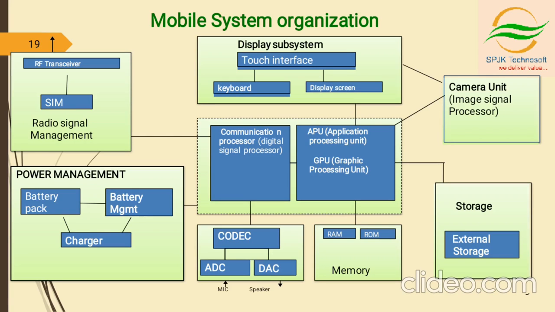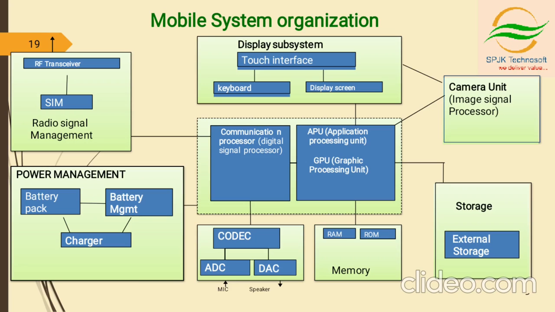Right? Next, display subsystem. In this display subsystem, we have the touch interface. In this touch interface, there is either keyboard or touch screen. Keyboard based, where the user has to press keys and commands are given to the mobile device. Touch screen based, where the user touches the screen to give commands. Next, communication processor. It's a digital signal processor used to create an interface between radio signal management and the graphical user unit, application processing unit, and graphical processing unit.